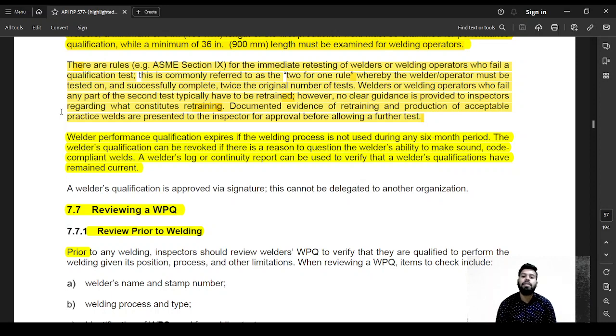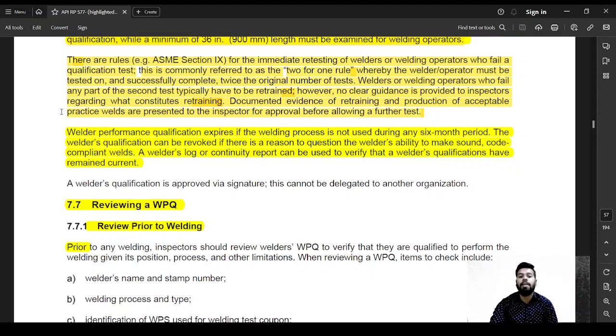The welder qualification can be revoked if there is a reason to question the welder's ability to make a sound weld or a code compliant weld. The welder's log or continuity report can be used to verify that the welder qualifications have remained current.